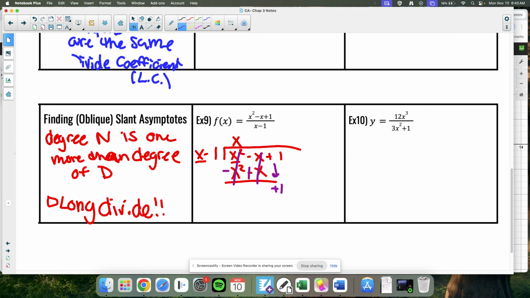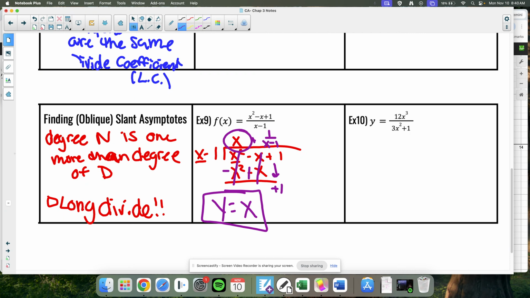Can you make an x into a 1? No, so what is that 1 considered? The remainder. So here's the nice part. Normally we would write plus 1 over x minus 1. The oblique or slant asymptote is just your answer without the remainder. So without the remainder, we just got an x. So our slant or oblique asymptote is y equals x. Which means if you were to graph it, it would approach that diagonal line as you get further and further out.